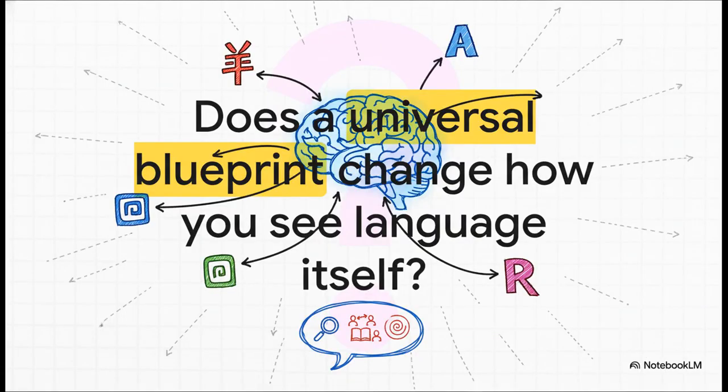So I'll leave you with a question to chew on. If you accept this idea that there's a universal blueprint of meaning, a shared, deep structure that connects every single human language, how does that change the way you think about language, about learning, and even about how we communicate with each other?